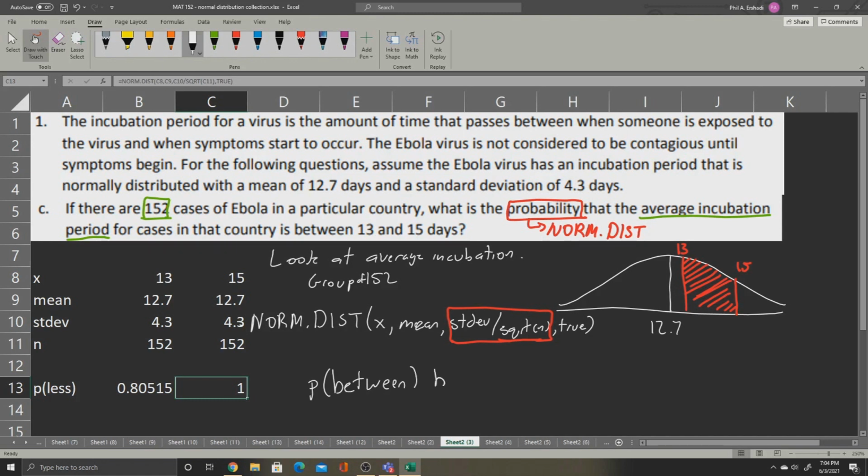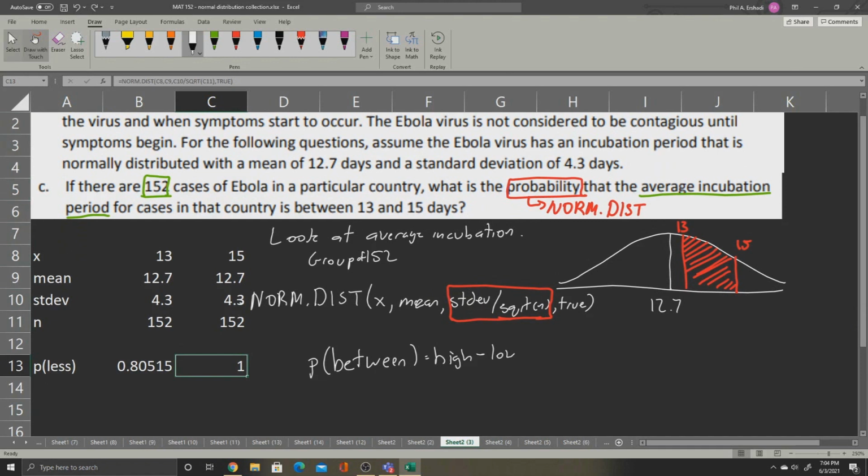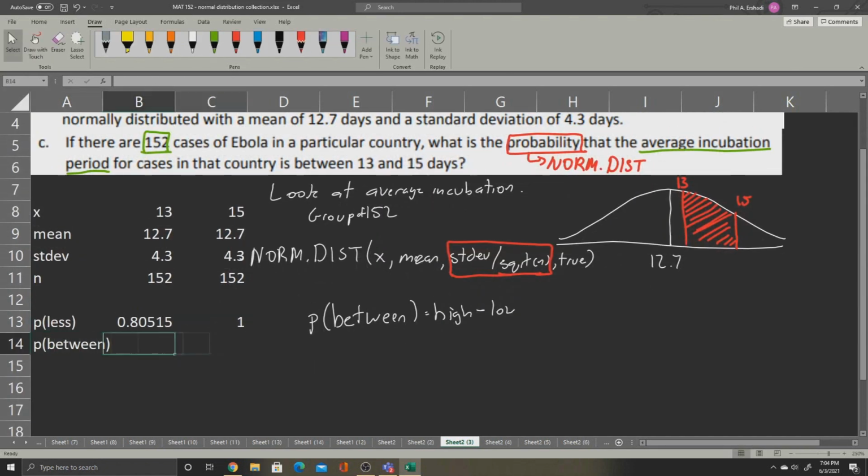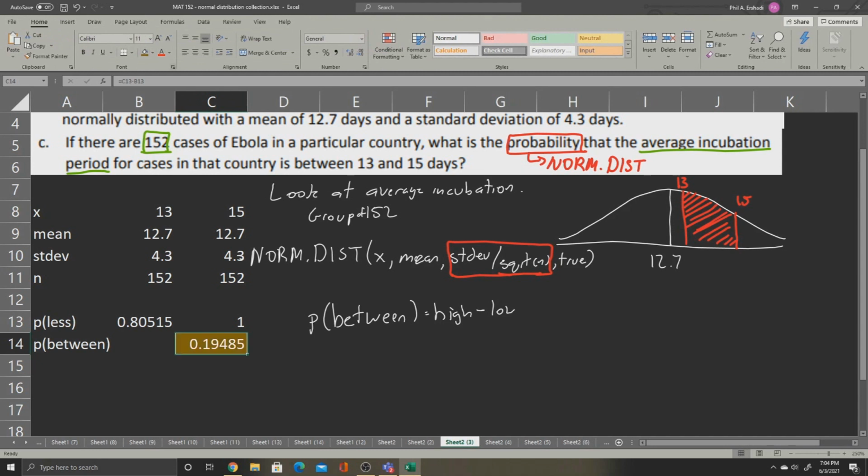Once again, we take the higher answer minus the lower answer. We'll say equals 1 minus the 0.80515, and the probability of being between those two markers is 0.19485. That will be our answer for problem C.